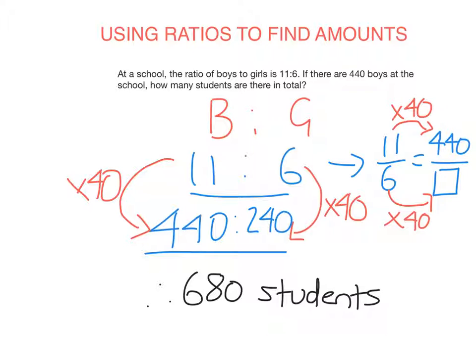Again, we're just looking at equivalent ratios here. This is exactly the same way I would solve a problem if someone said 11 to 6 equals 440 to g, and find the value of g. It's exactly the same thing. Let's just do a couple more.